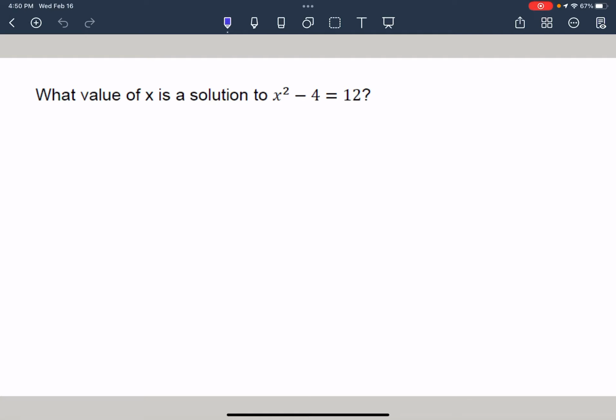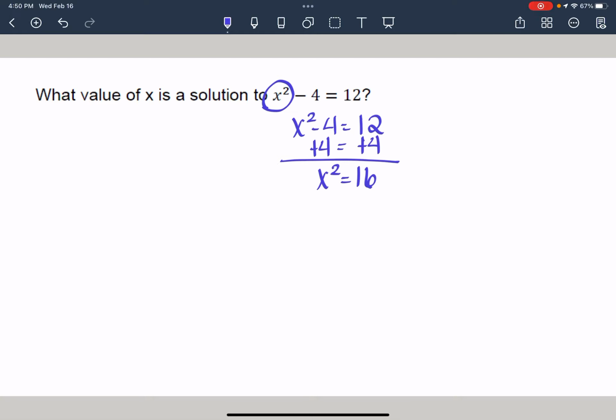If you notice here, I have an x squared term that can be isolated, so I can solve this using the square root property. All I have to do is get that square term by itself. In order to do this, I'm going to do the opposite of subtracting 4, which is adding 4, to both sides of my equation. That gives me x squared equals 16.